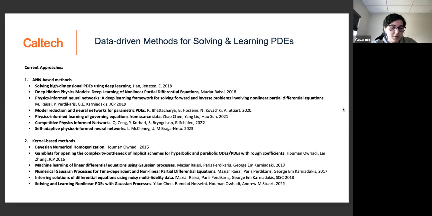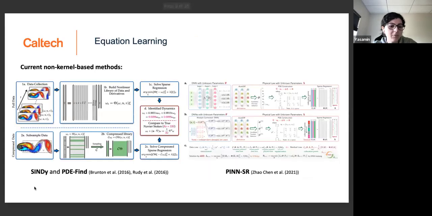So solving and learning PDEs with data-driven methods is not new. It's been something that people have been focusing on for the past few years, and the main approaches for learning and solving PDEs fall into either one of these two categories: neural network-based methods or kernel-based methods. In particular, two methods that have been very popular, and we have also benchmarked against these methods in our work, are SINDy and PDE-FIND, and PINN-SR, which I'm going to explain in a little more detail.